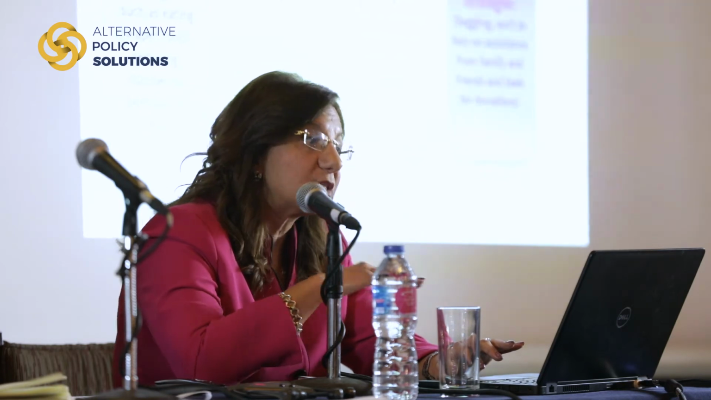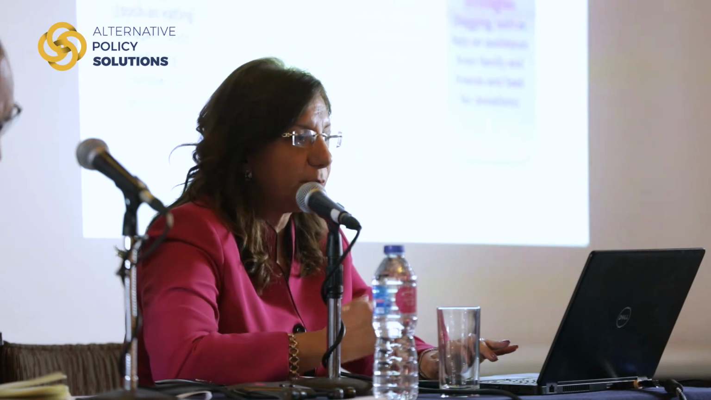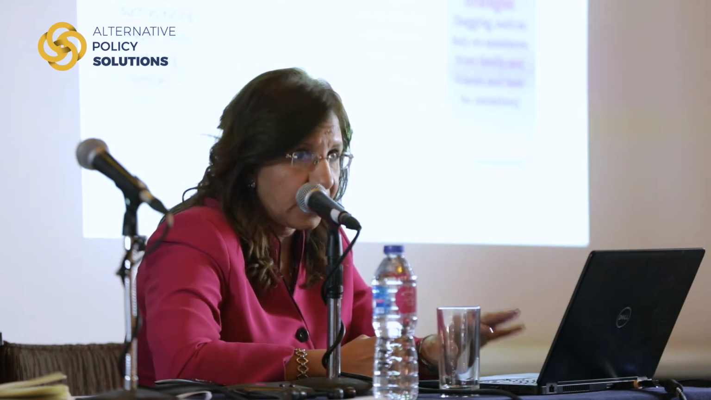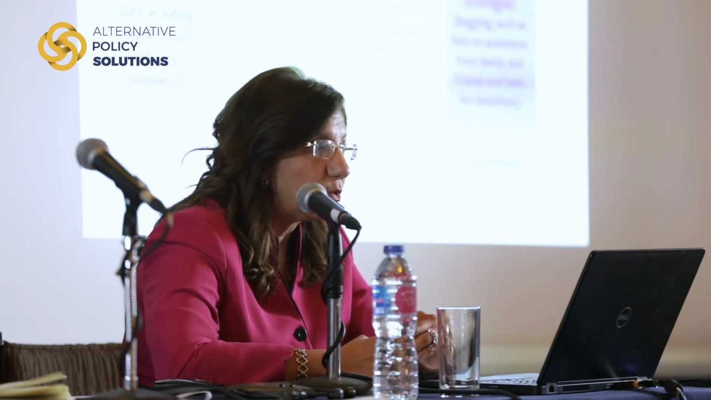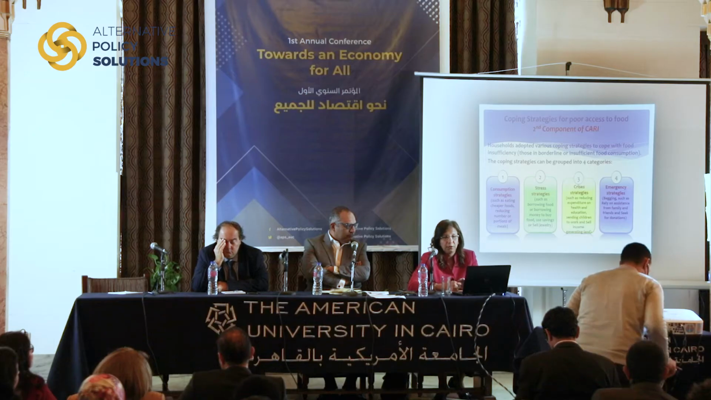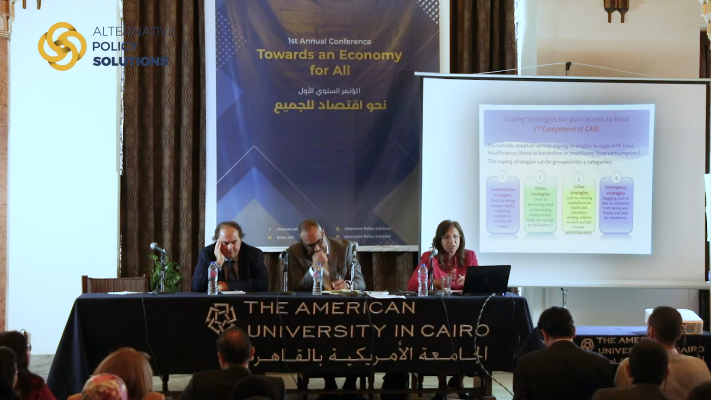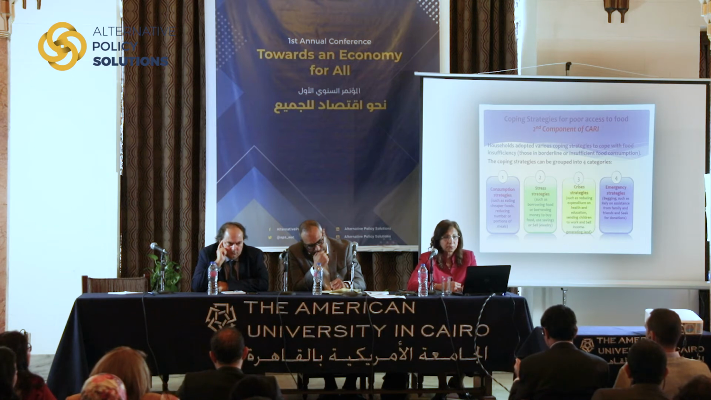We have what we call consumption strategies, the first one, such as eating cheaper food or reducing the number of portions of meals. We have stress strategies: borrowing food or borrowing money to buy food. Crisis, which is really a crisis, such as reducing expenditure on health and education, sending children to work, and selling income generating land. And the last one, emergency, is begging, such as relying on assistance or seeking donations.